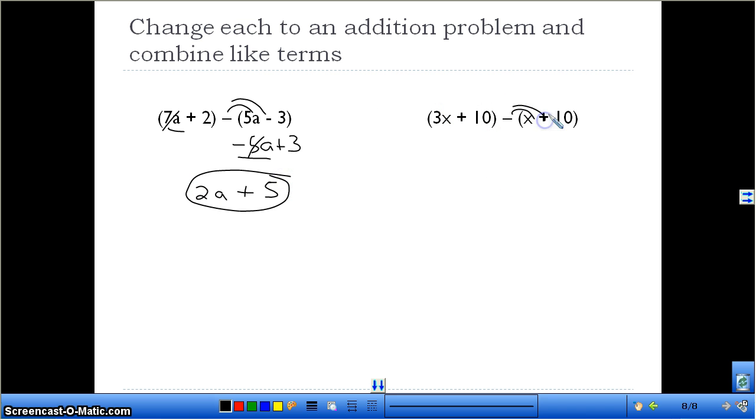Distribute once again. This becomes negative x. This becomes negative 10. Combine your like terms. 3x minus x gives you 2x. Well, that was not a pretty x. And then 10 minus 10, once again, that cancels out. That's 0. So your final answer is 2x.